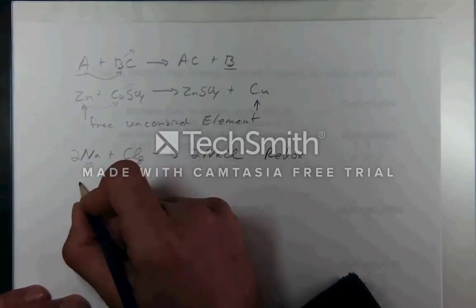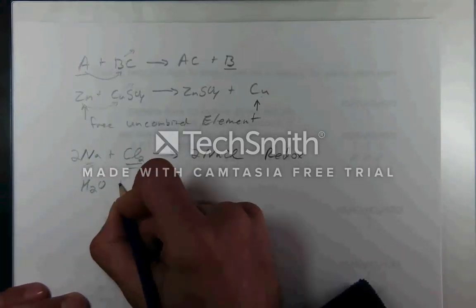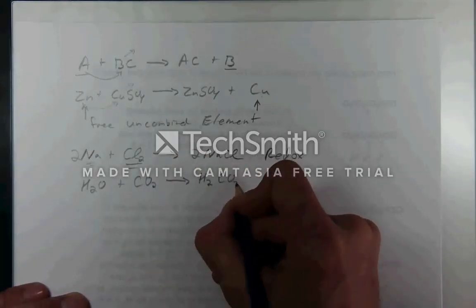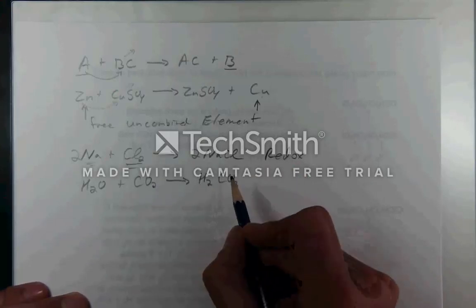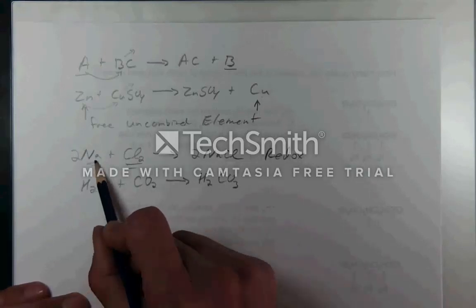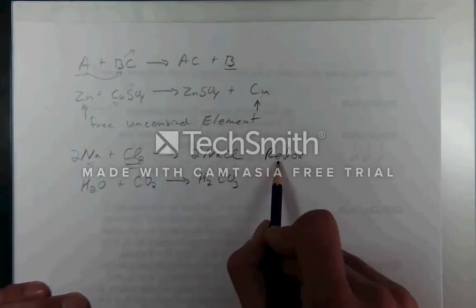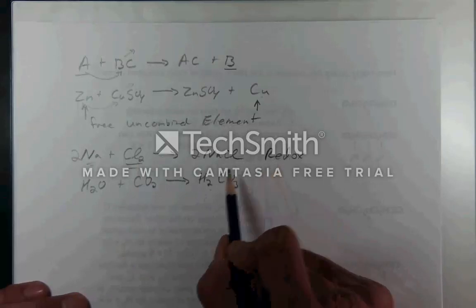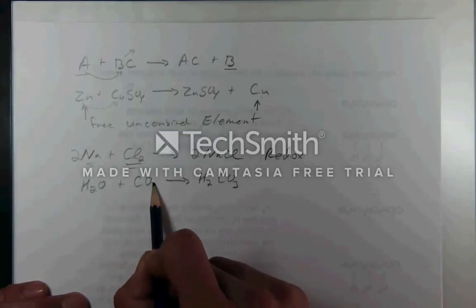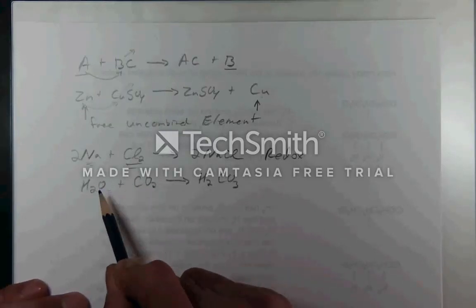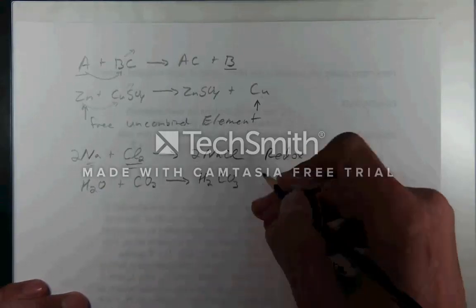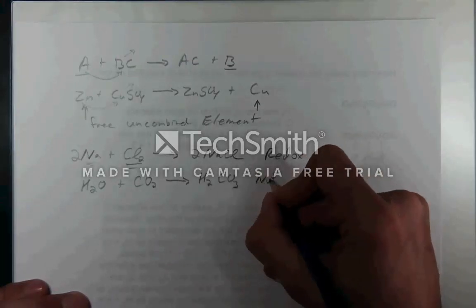But it doesn't have to be. You could have water and carbon dioxide. They combine to give you carbonic acid. Just because you don't see a free uncombined element in the reaction doesn't mean it's not redox. You really need to assign oxidation numbers to know if it's redox or not. But for a simple one like this, I'm not going to ask you if it's redox or not. But this one is not redox.